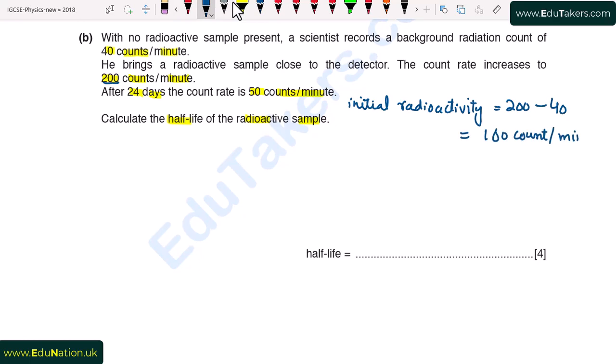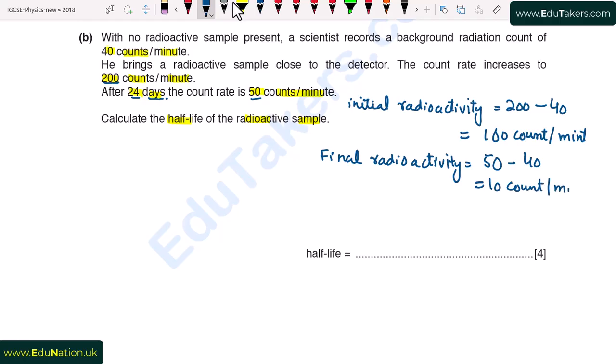counts per minute. Second thing, we also have to find out the final radioactivity. This final radioactivity is when 24 days pass, the count rate is 50 counts per minute. So 50 counts per minute minus, when there is no radioactive source, the count rate of 40. So it will be 10 counts per minute.